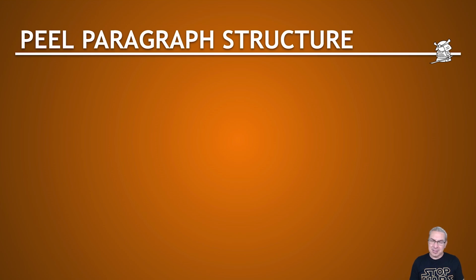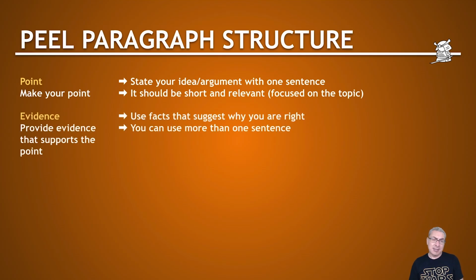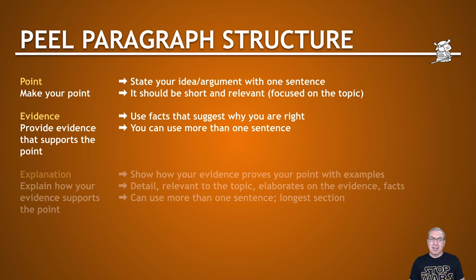So let's get into the PEEL structure in detail. So your point. When you make your point, really you're just giving 1 sentence to state your idea or your argument, and it's only 1 sentence, not 2, not 3, 1. It's got to be short and relevant, meaning it's focused on the topic or the question that you've been asked. Now your evidence. This is basically when you're supporting your point, right? You're using a fact that suggests why you were right. You're kind of saying, I'm right because, and you can use more than 1 sentence for this, but don't use any more than 2.